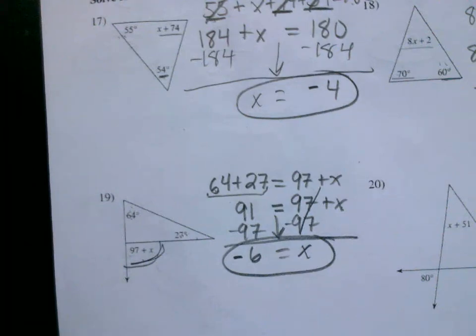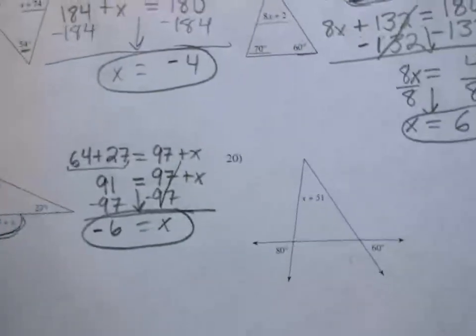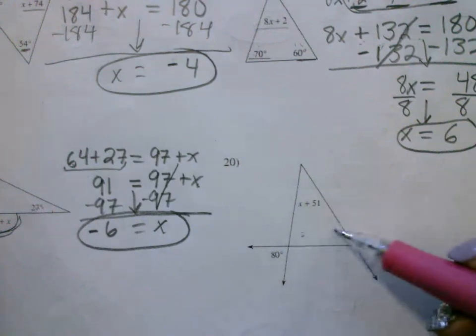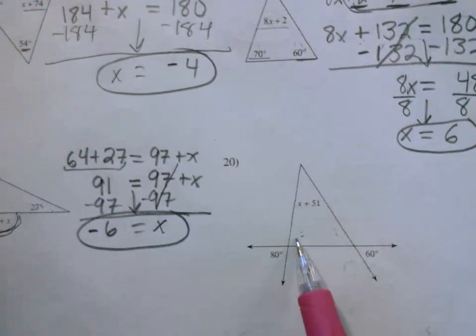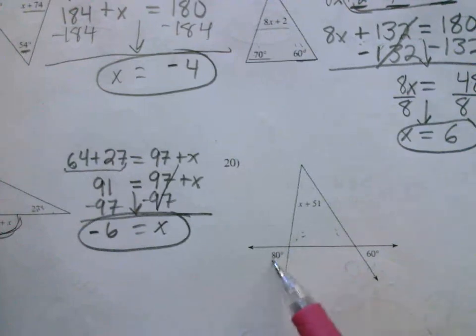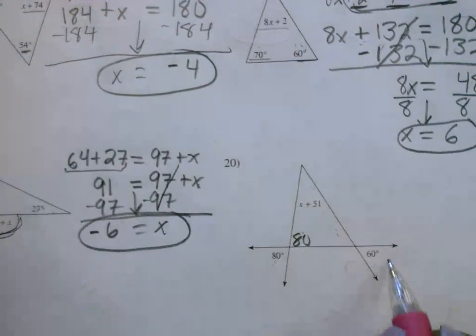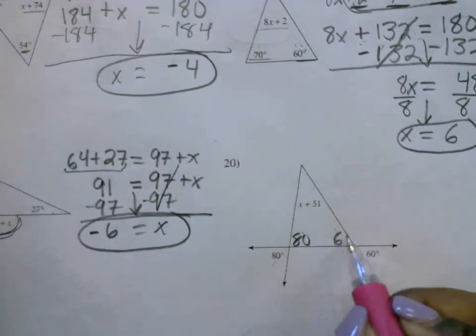Anyone still writing? Okay. All right, here you want to find the value of x. Remember, all the angles added together give you 180. You don't know what this is. Okay, yeah, you do, because this is vertical. Vertical angles are equal, so this is 80. This is vertical, so this is going to be 60.